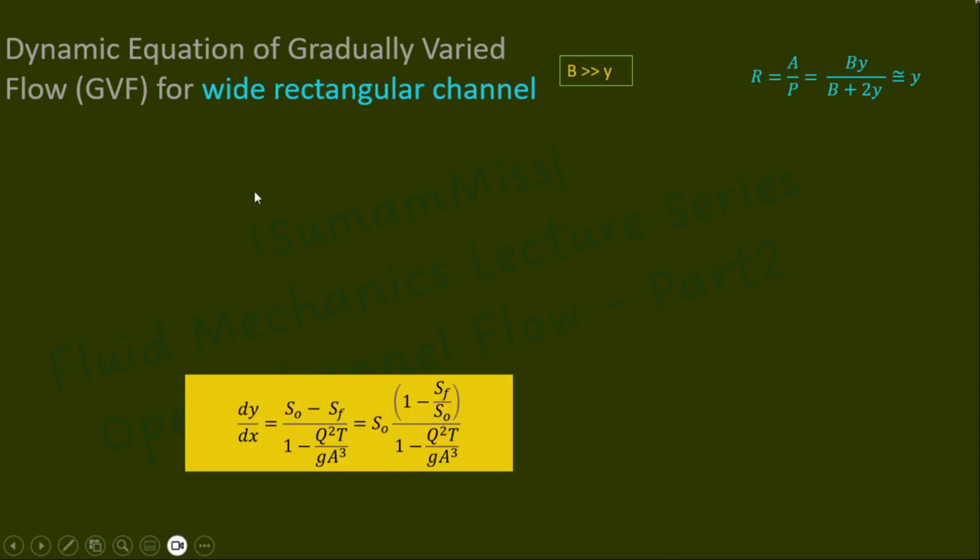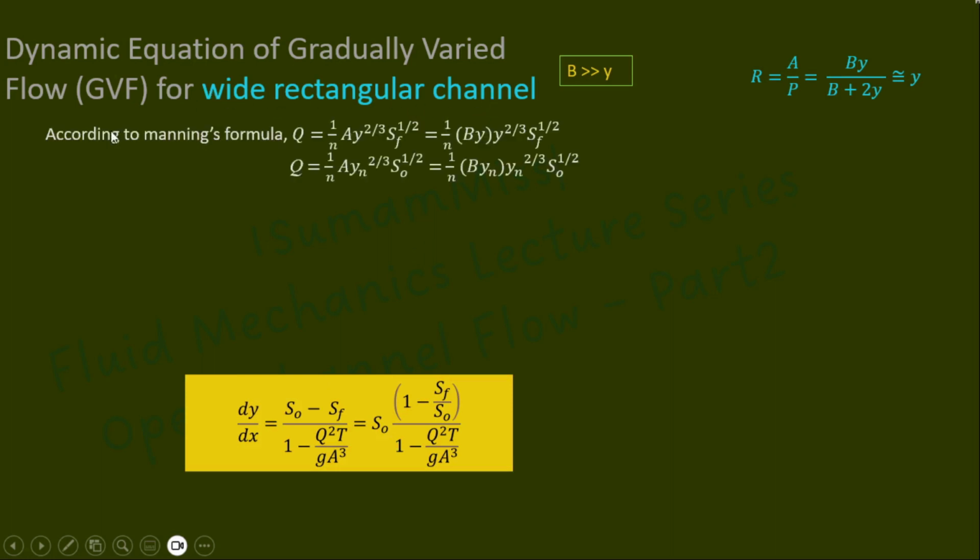Now we are going to modify this equation for a wide rectangular channel. We start from Manning's formula, so Q equal to 1 by n A y raised to 2/3 Sf raised to half. Instead of R, I replace y. Now substitute A in terms of By. So Q equal to 1 by n B y into y raised to 2/3 into Sf raised to half. In uniform flow conditions, Q can be expressed as 1 by n B yn, because yn is the normal depth, into yn raised to 2/3 into S naught raised to half. So from which we can write Sf by S naught as yn divided by y raised to 10 by 3.